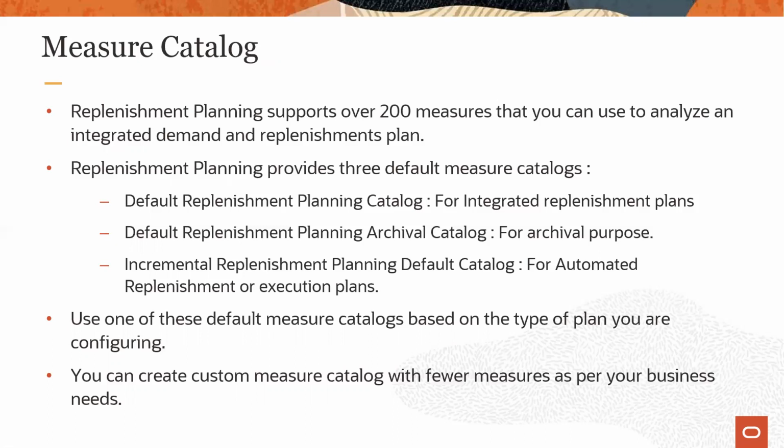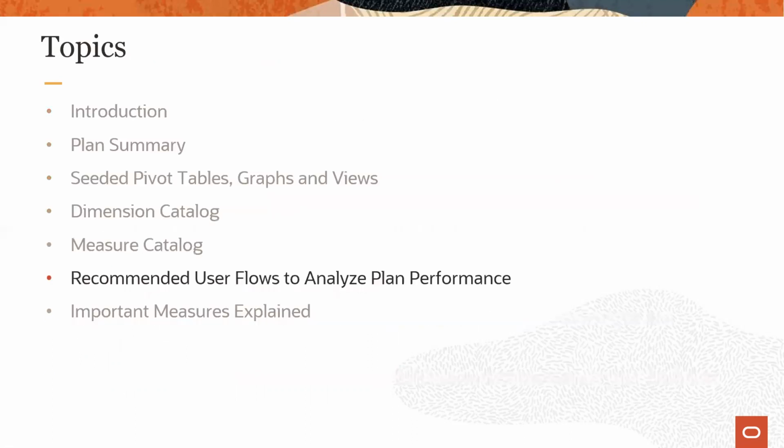And incremental replenishment planning catalog for automated replenishment or execution plans. Use one of these default measure catalogs based on the type of plan you are configuring. You can also create a custom measure catalog with fewer measures as per your business requirement. This topic discusses recommended user flows for analyzing replenishment plan performance.